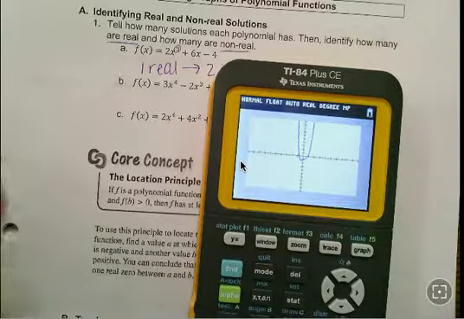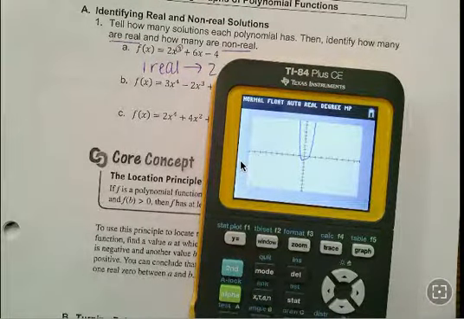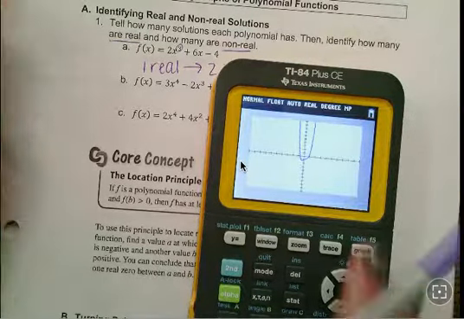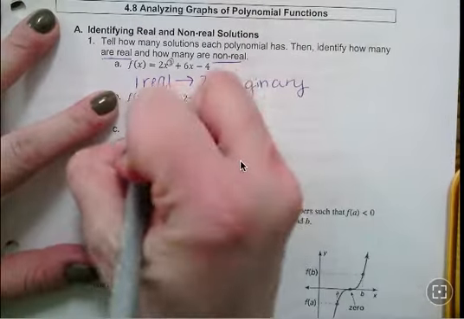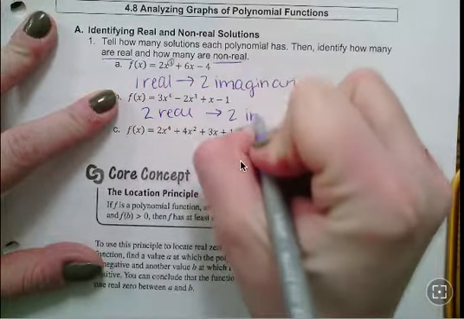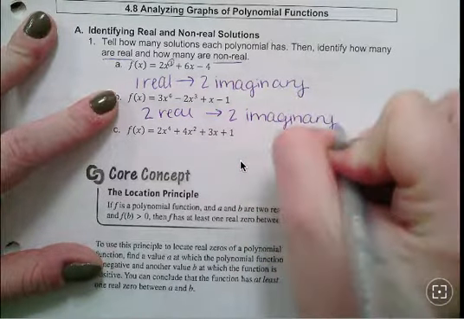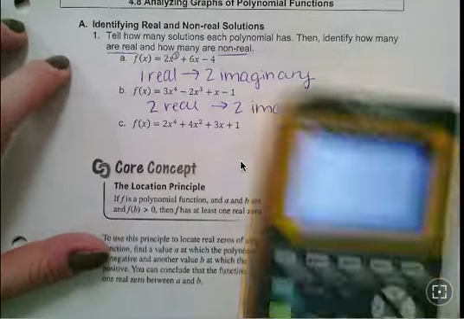All right, so this one looks a little bit like a parabola, not quite, but as you can see, it crosses twice, and there's no bounce. Keep in mind that bounces count as 2, so that might pop up, okay? But these don't bounce, they just cross twice. So that means that you have 2 real, and then you have 2 imaginary. Same thing on C here.